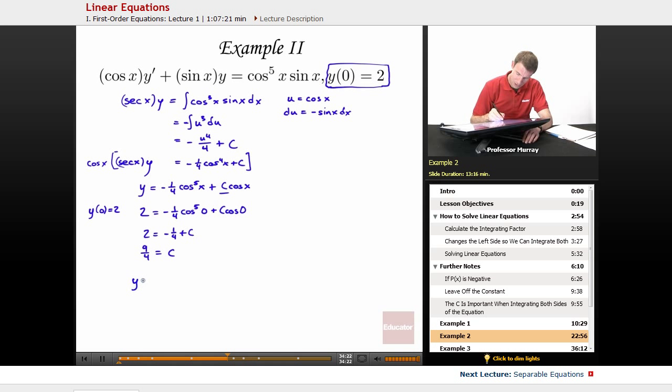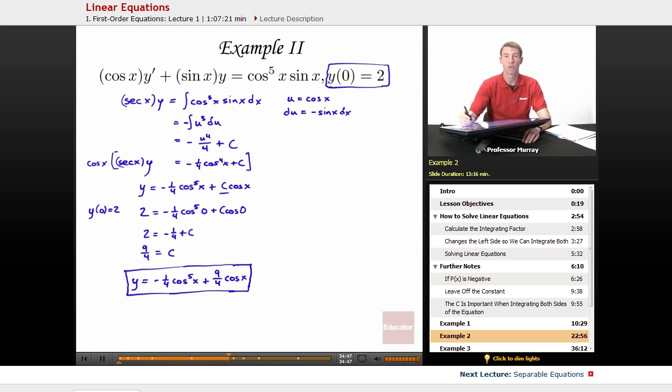And so I get y is equal to negative 1/4 cosine to the fifth x plus 9/4, not by itself, but 9/4 cosine x. And that is my complete solution to the original initial value problem. It solves the differential equation, and it matches the initial condition. So let me remind you of the steps here.